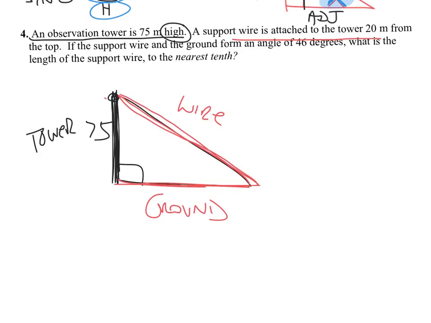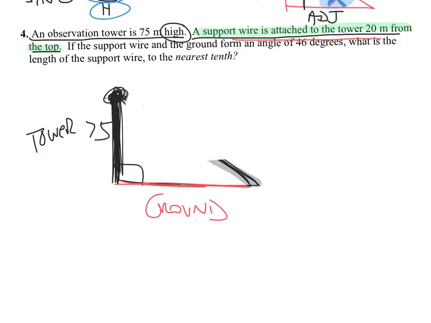Now it says a support wire is attached to the tower 20 meters from the top. So is this how my diagram is going to be drawn? And the answer is no. If you draw your wire going to the top of the tower, the wire is 75 meters high. But it says the support wire is attached to the tower 20 meters from the top. So this wire that I have is not going to go all the way to the top. The wire is going to go to a point 20 meters from the top.